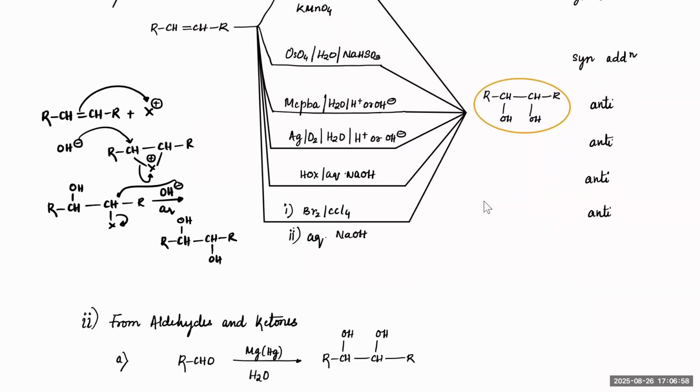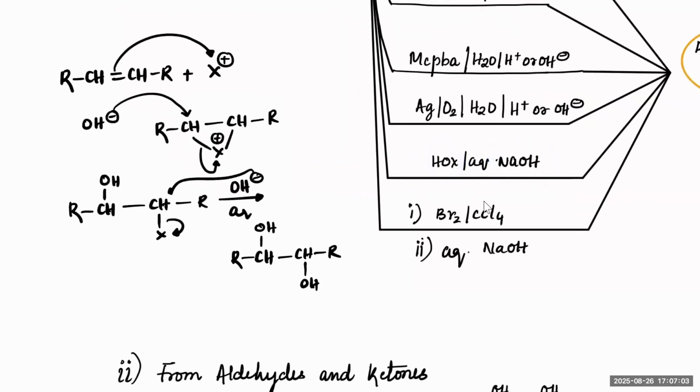Next we have HOX followed by NaOH. See how it is. I'll show the mechanism. First, when you take HOX, we will have X plus as the electrophile. So the pi bond will attack X plus, and you will get a 3-membered ring here. Then OH minus will attack the carbon, removing this bond. So you'll get X on this carbon, OH on this carbon. Then after adding NaOH again, it will attack here and remove this X. That's how again you'll get the glycol form.